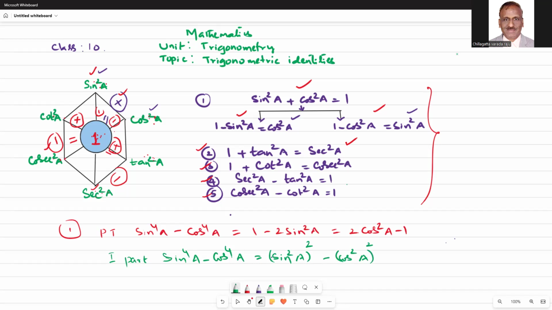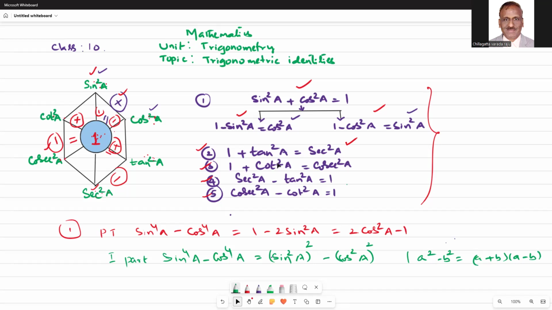Don't you observe some formula in this condition now? Consider sine square a as a and cos square a as b. Don't you see it is in the form of a square minus b square? What is the algebraic identity connected to a square minus b square? That is a plus b into a minus b. What is a and b? Understood now? a is equal to sine square a and b is equal to cos square a.